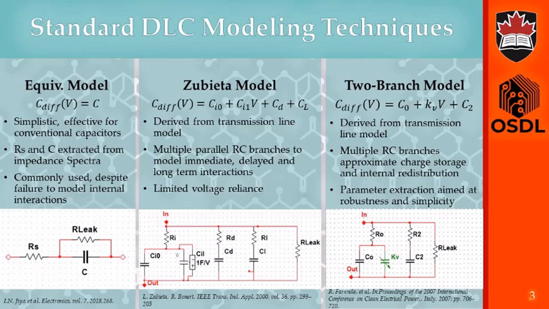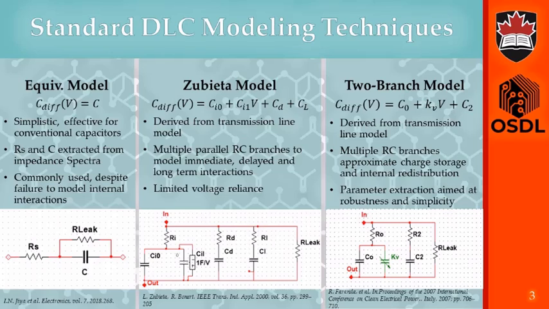The simplest modelling method is to use a classical equivalent model. This simplistic model uses parameters extracted directly from impedance spectra and accurately captures conventional capacitor behaviour. However, it fails to model capacitor voltage dependence and complex DLC internal interactions. Despite this, its common usage may make it a useful modelling technique.